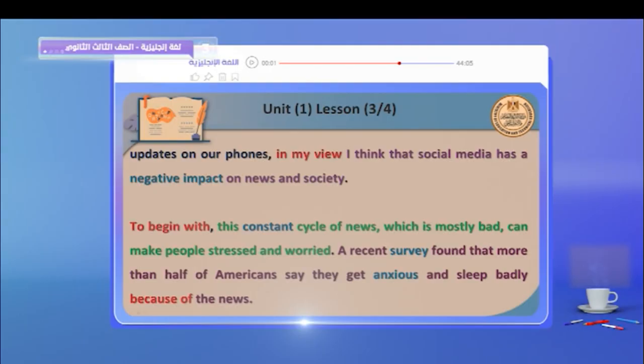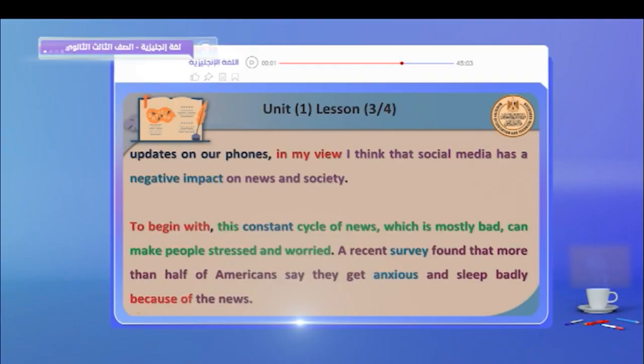In my view، كلمة بقى in my view دي مش بتعرفنا حاجة، بتعرفك إن الرأي اللي جاي ده أو الجملة اللي جاية دي it's the person's point of view, the writer's point of view. يعني هنا بقى stating your opinion. دي الجزء اللي أنت بتقول فيه رأيك، واللي قبلها I was showing both opinions أو the different opinions about the issue اللي هي الآراء المختلفة عن الموضوع، بس أنا رأيي كذا. Okay, so in my view this is a good expression to use إن أنا أستخدم كلمة in my view. I think that social media has a negative impact on news and society.